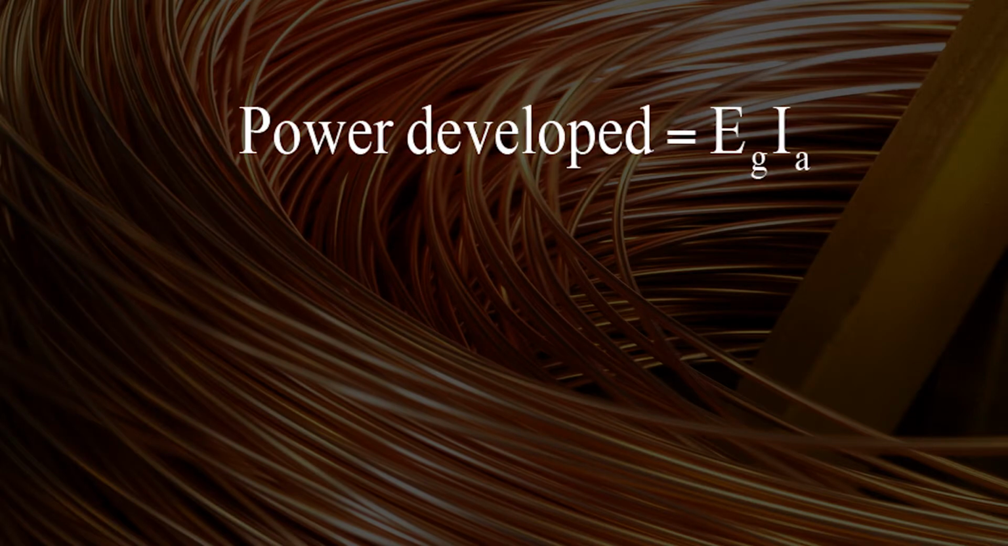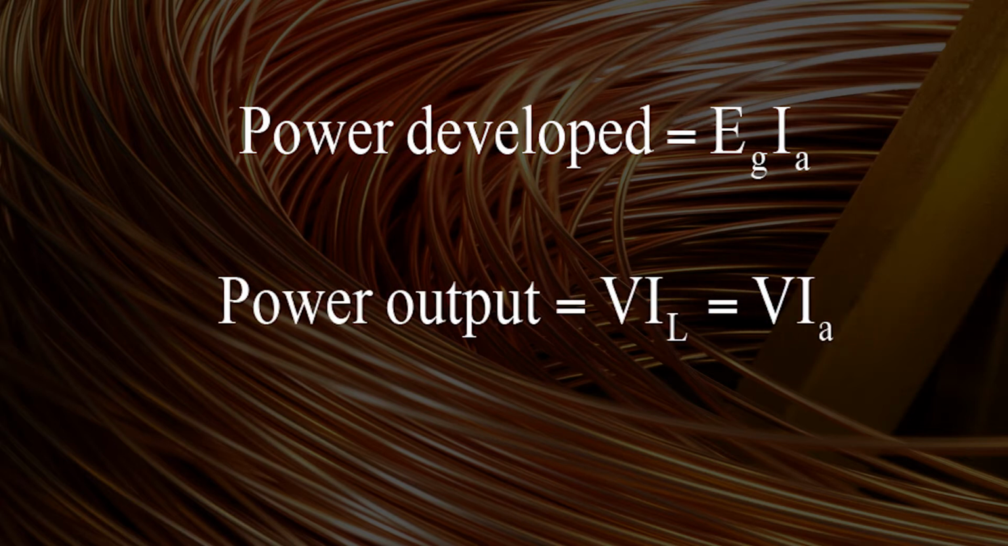So power developed is equal to what? Power developed is nothing but EG into IA, and power output across the load can be written as V into IL, because IL is the armature current, which is equal to the series field winding current ISE. So you can also write power output is equal to V into IL, is equal to V into IA, or equal to V into ISE.